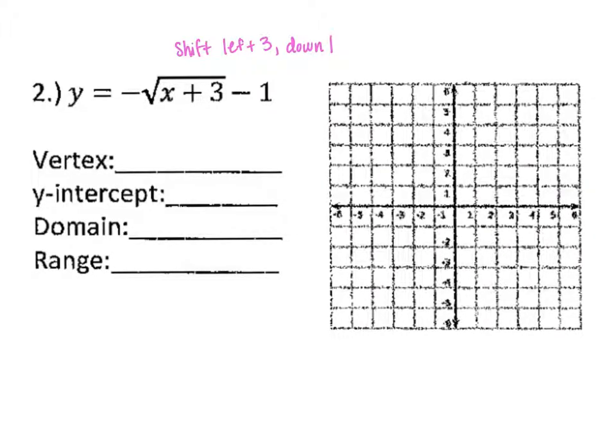So let's plot that vertex there. Left 3, down 1 is right here. I can put a little v here to remember that this is the vertex. So this is at negative 3, negative 1.